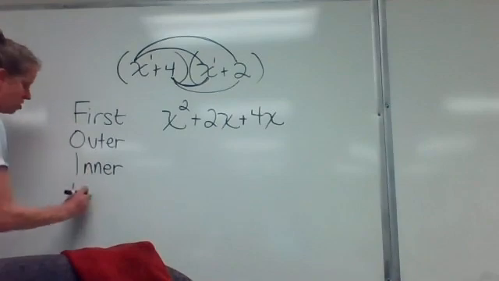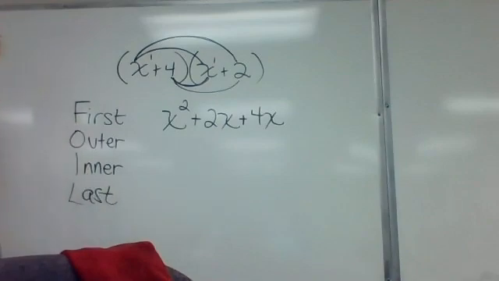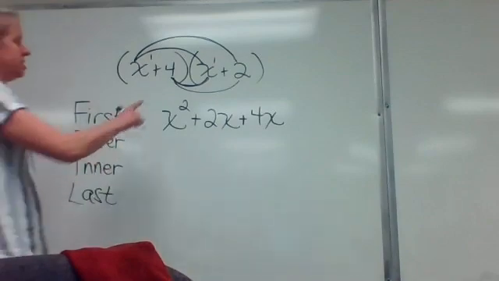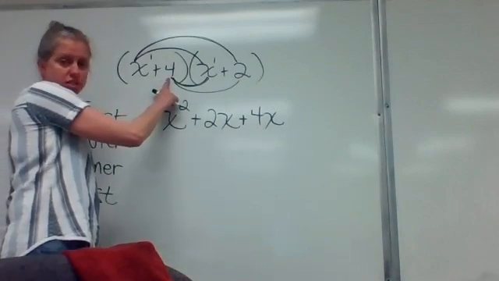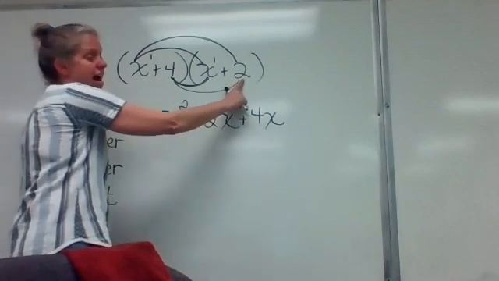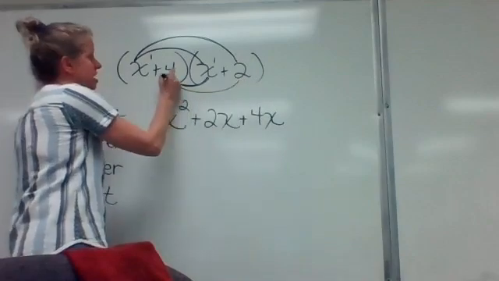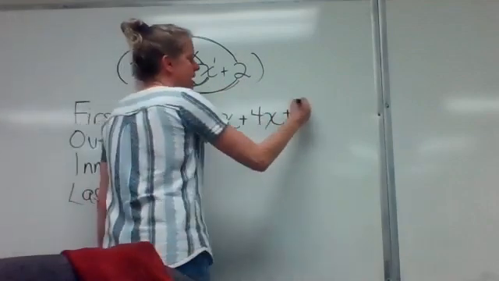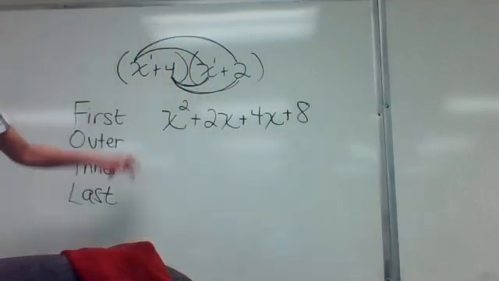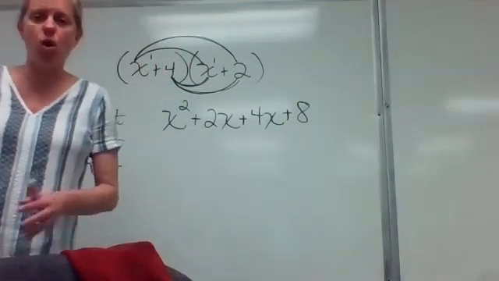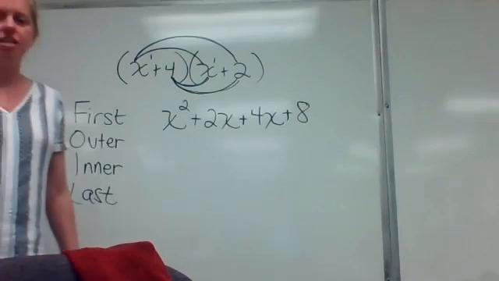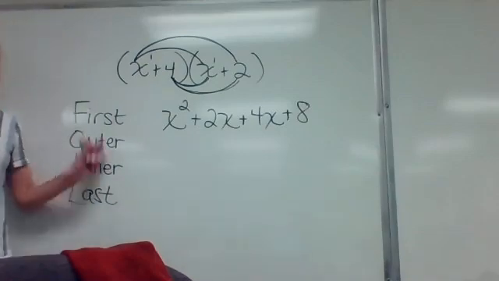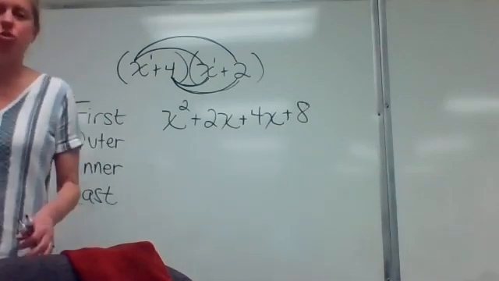And first, outer, inner, and this one is last. And what that means is the last term in this parenthesis times the last term in this parenthesis. So that's 4 times 2, which gives you positive 8. So again, when you hear the word FOIL, that's going to mean first, outer, inner, last. I'll leave this up here for our last two.